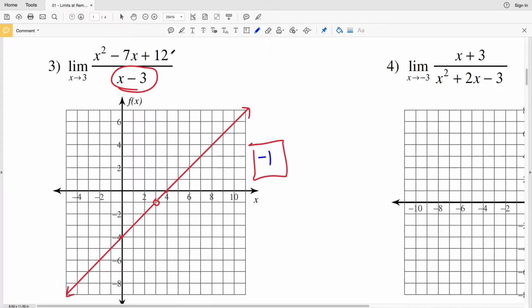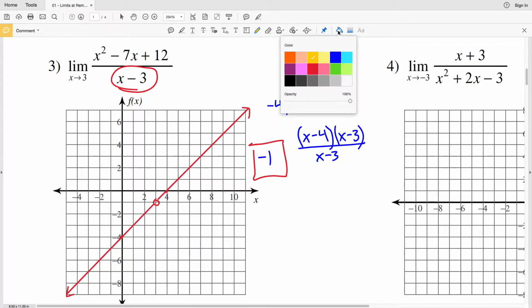So factoring the numerator, we need to see what two numbers multiply to give us 12 and add to give us -7. And that's going to be -4 and -3. -4 times -3 is a +12, and -4 plus -3 is a -7. So the factored form of our numerator is x minus 4 times x minus 3. And that's all over our denominator of x minus 3.